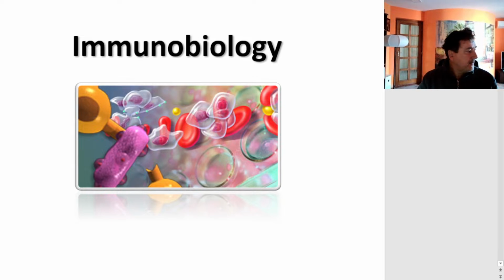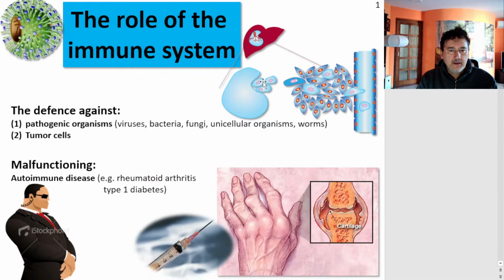So today we will talk about immunobiology. Just a moment, let me find the PowerPoint file. So, let's start with the role of the immune system. Everybody knows that the role of the immune system is to defend us against various kinds of pathogenic organisms like viruses, bacteria, fungi, and several other unicellular organisms or worms.